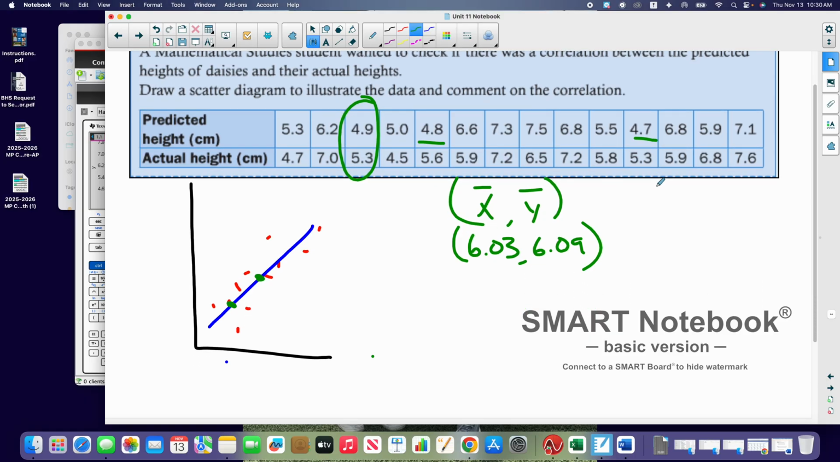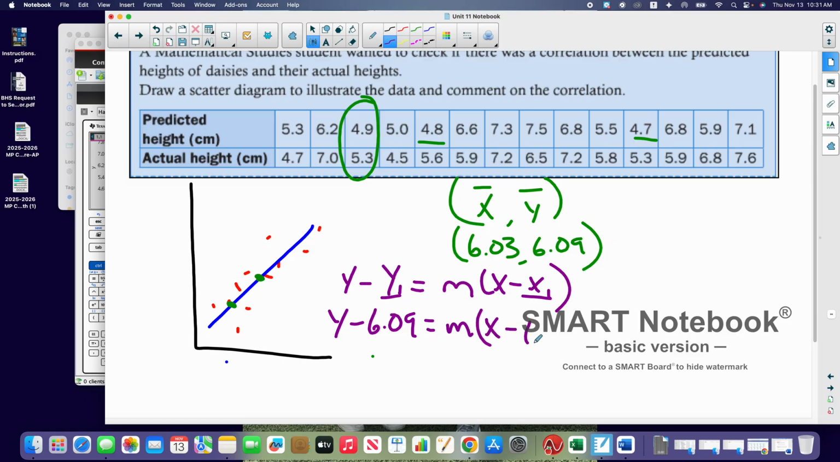Now, if I have points and I'm wanting to write the equation of the line, what format am I going to use if I have points? Point slope, all right? So I'm going to go y minus y1 equals m times x minus x1, all right? The y1 and the x1 in the line of best fit will be your mean. So y minus 6.09 equals m times x minus 6.03. Okay? Everybody all right with that? So the y1 is going to be my mean value.